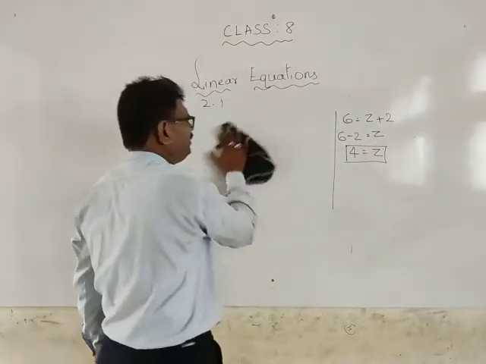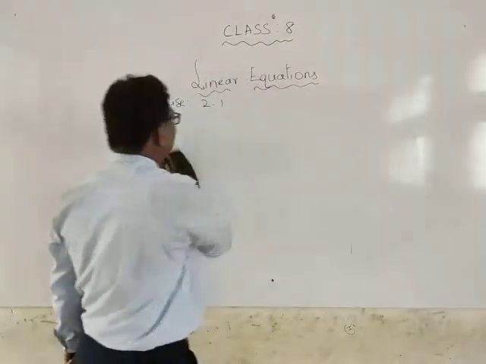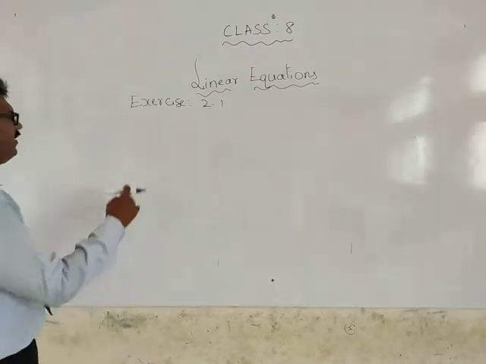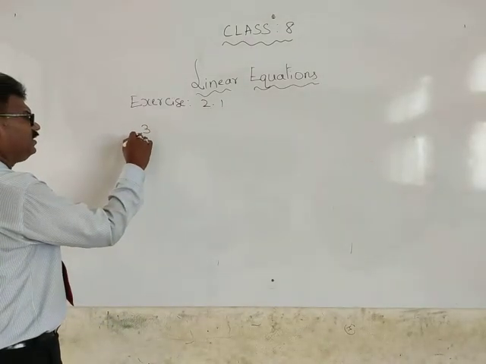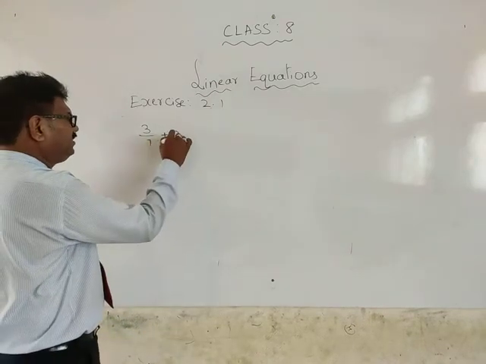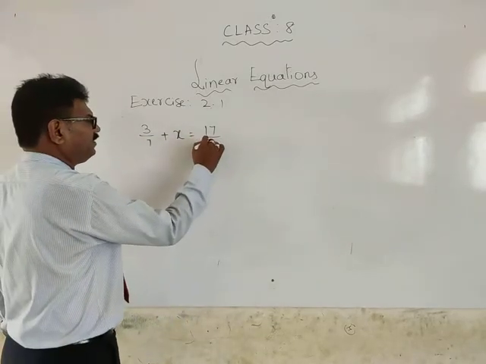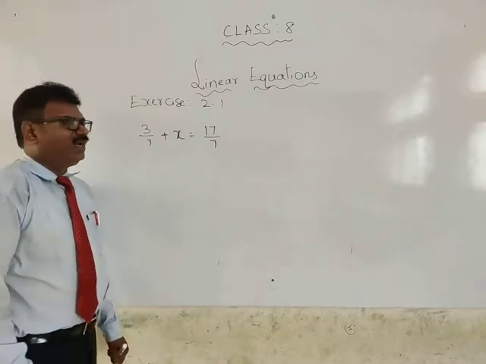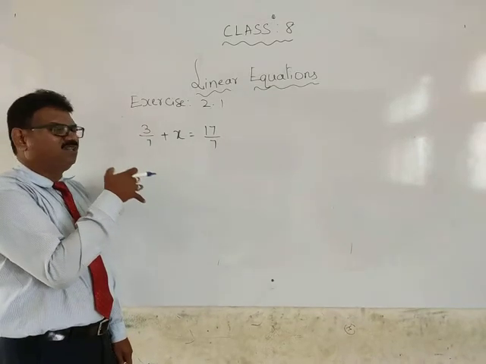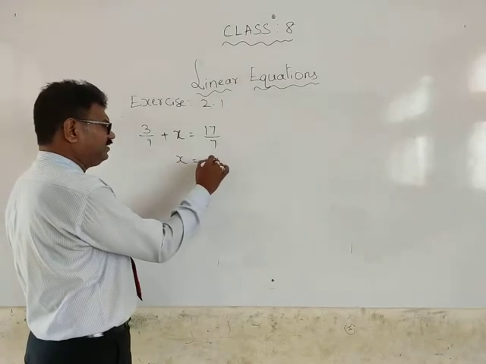Those who have notebooks, please write. Those who do not, just write in a rough notebook, and afterwards write in the fair notebook. 3 by 7 plus x is equal to 17 by 7. Already I told you, variables will be on one side and numbers on the other side. Now see, x is equal to 17 by 7.